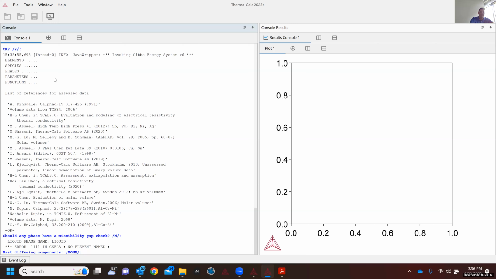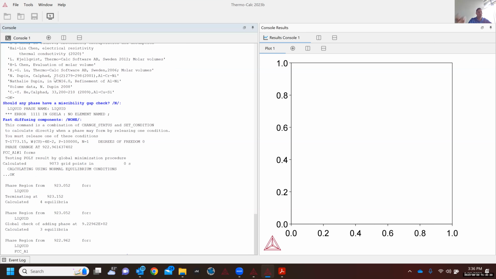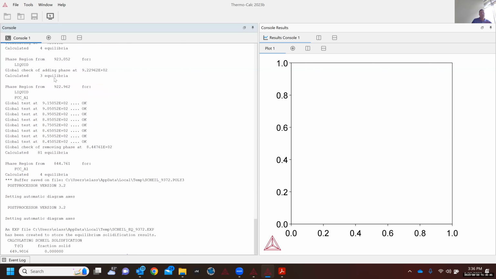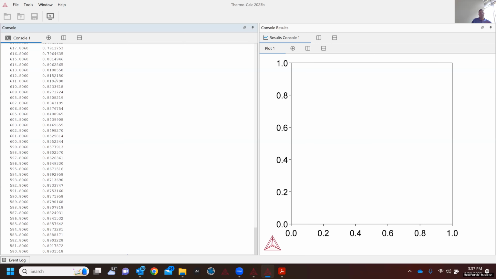Versus fast diffusing components. If we had something like carbon, a fast diffusing component, we could allow carbon to actually diffuse in the solid. But most of the time, there are no fast diffusing components. Calculate, calculate, calculate.